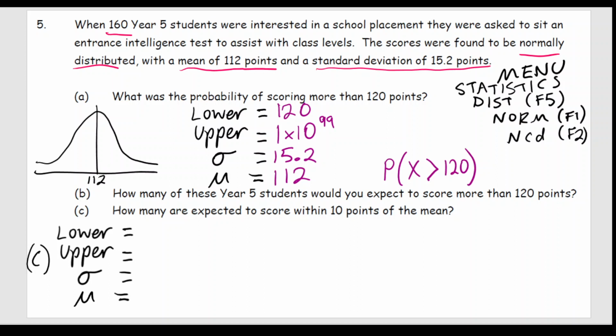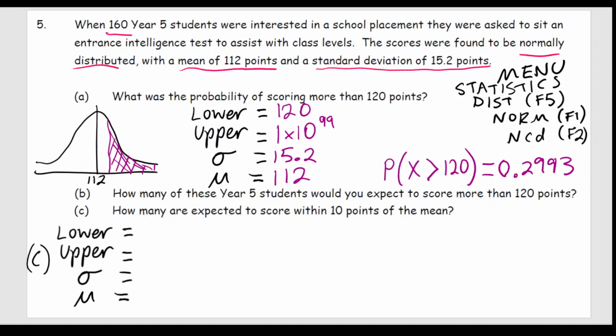If we look at our diagram, we're going to be going somewhere around about here, I would imagine. So we're trying to find the probability or the area underneath the curve that covers this shaded section. So if we put our values into our calculator, we're going to see that we end up with 0.2993. So if we think about this, this effectively means that about 29.93% of all students are scoring more than 120 points.